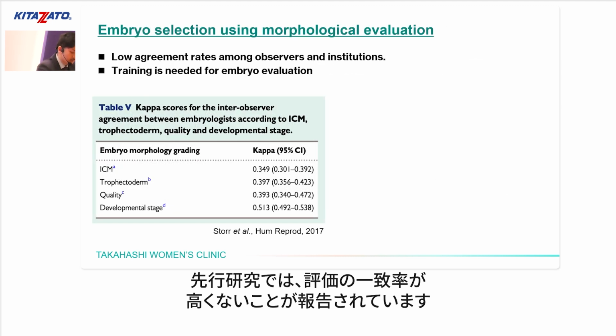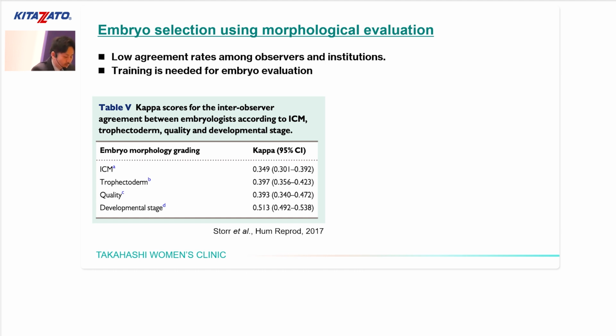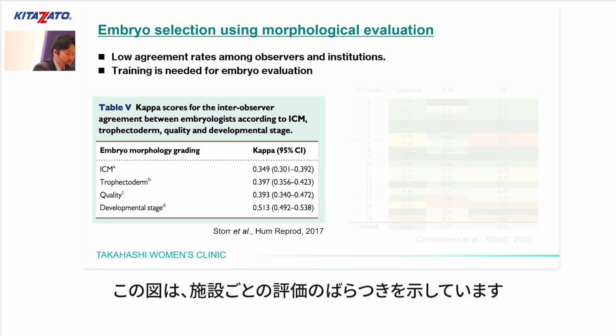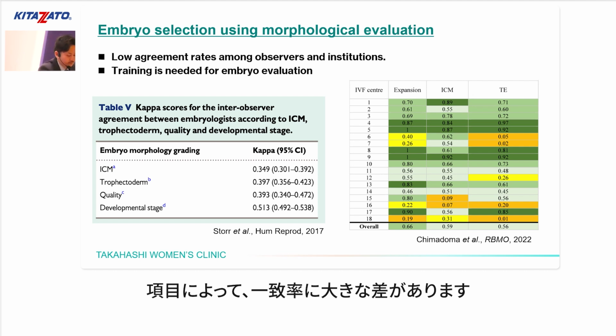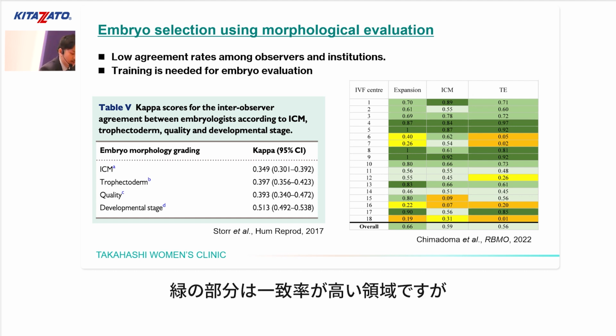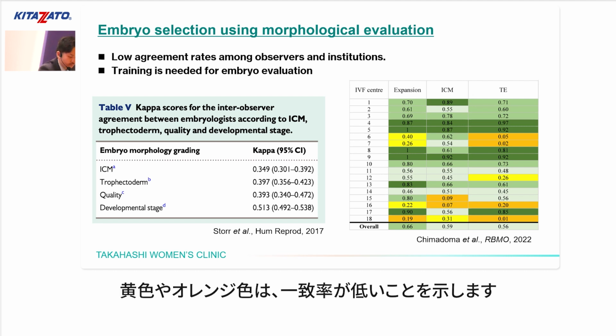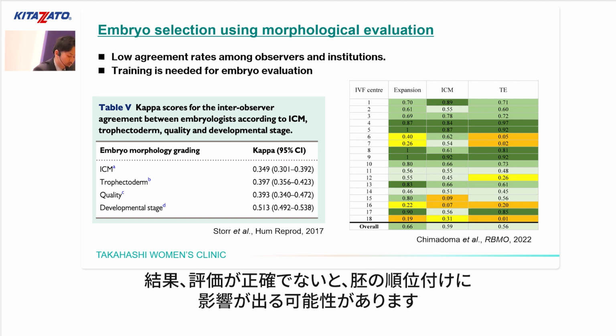Previous reports suggest that the inter-observer concordance rate for both ICM and TE evaluation is not high. Furthermore, the concordance rate differs from center to center. This figure highlights the variation in grading consistency across 80 IVF centers. The green-colored areas show a high concordance rate for embryo evaluation, while some categories in some centers, such as the yellow and orange-colored areas, have a low concordance rate among observers.